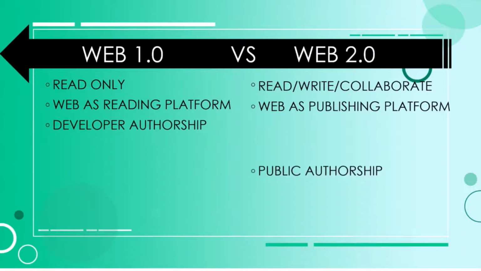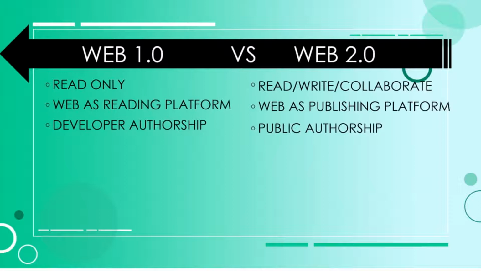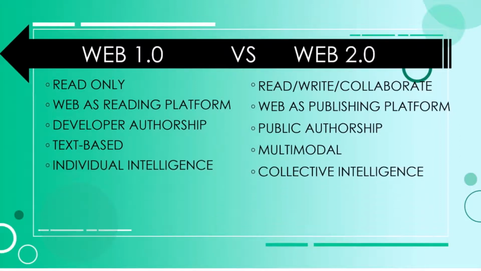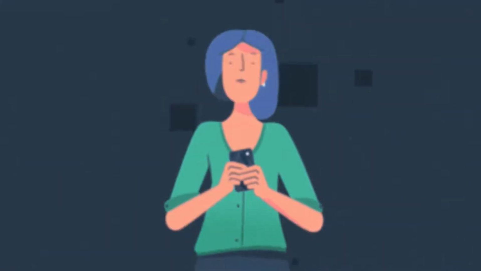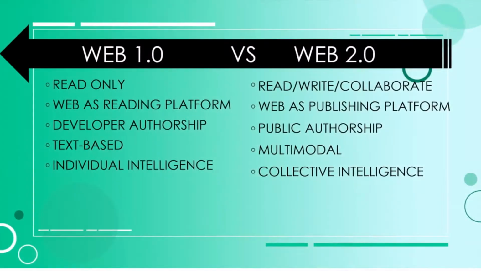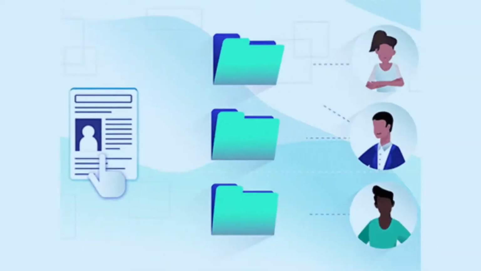Web 1.0, developed authorship, while Web 2.0, public authorship. Web 1.0 is text-based and Web 2.0 is multimodal. Web 1.0, individual intelligence, while Web 2.0 is collective intelligence. Bakit? Kasi nga individual intelligence because nobody can participate on the website. However, in Web 2.0, there is what you so-called collective intelligence because everybody can participate or share their thoughts, reviews, or opinions on the particular matter.